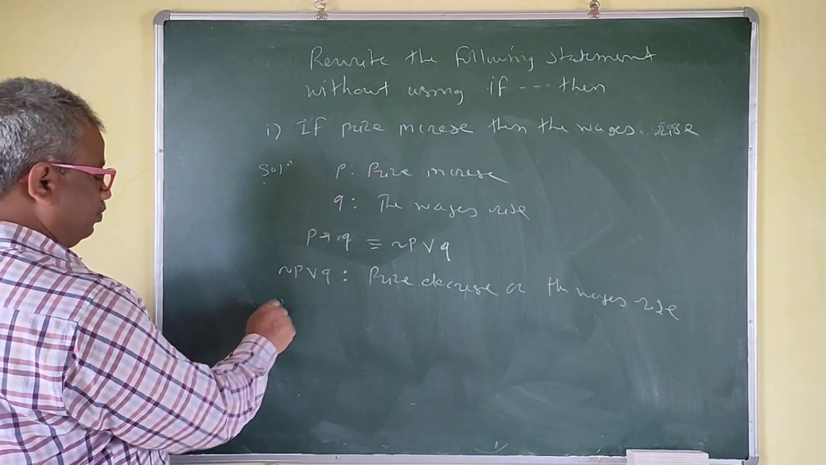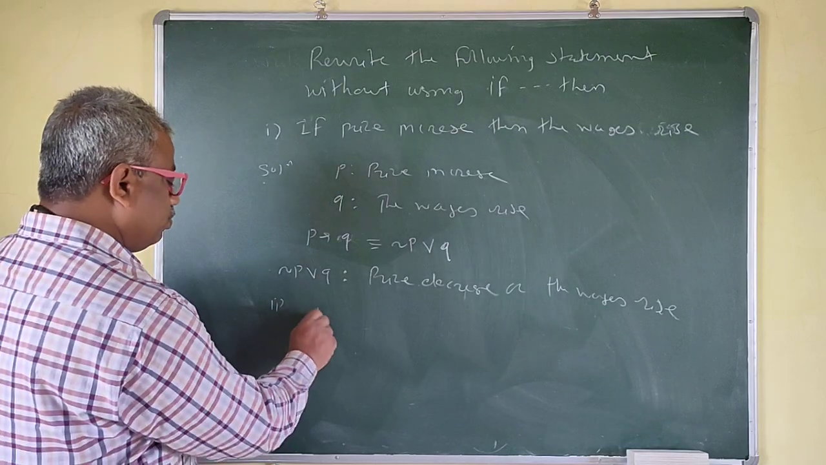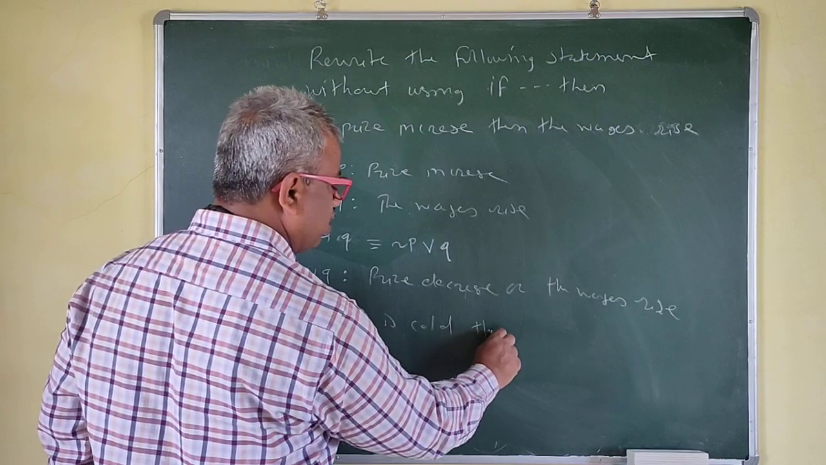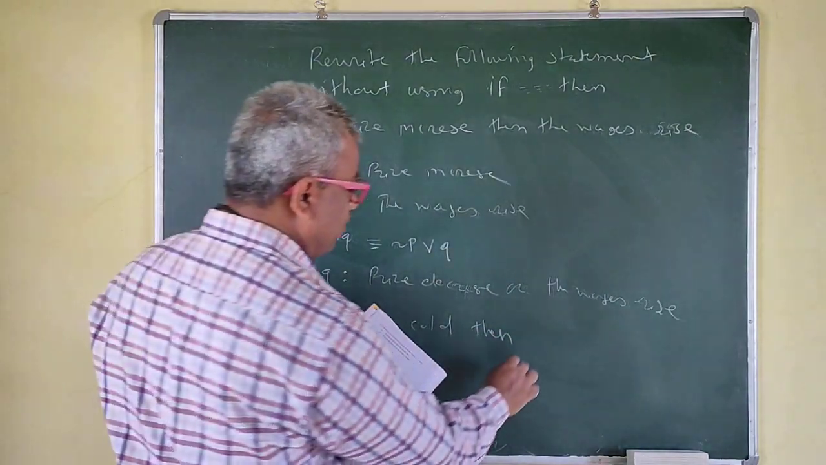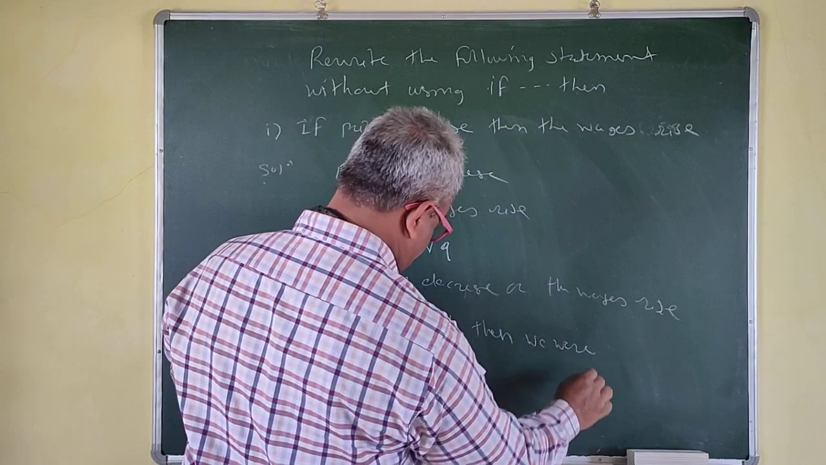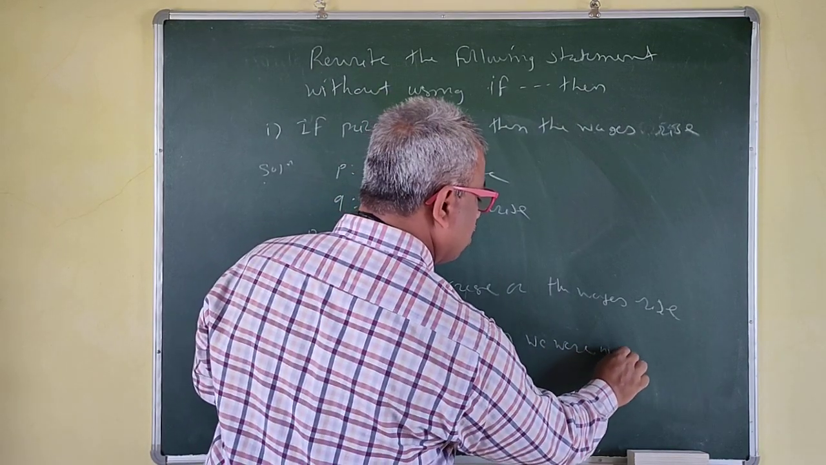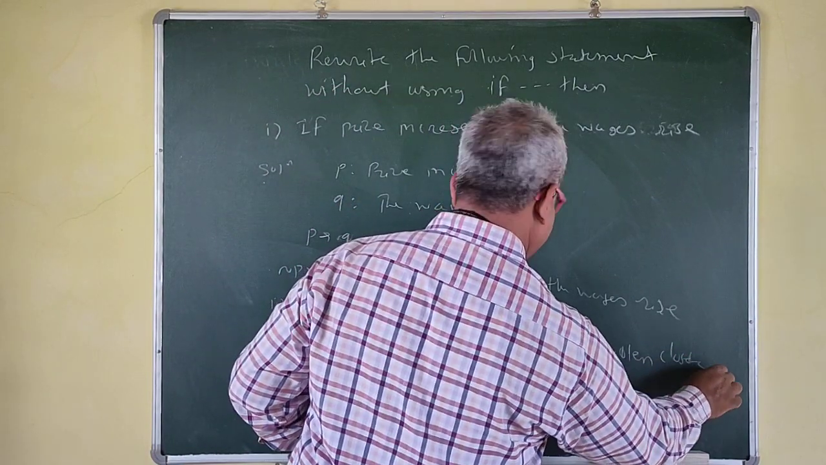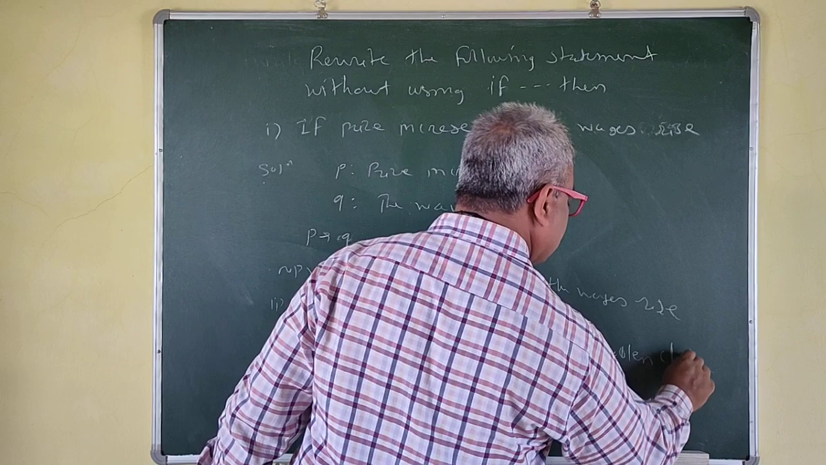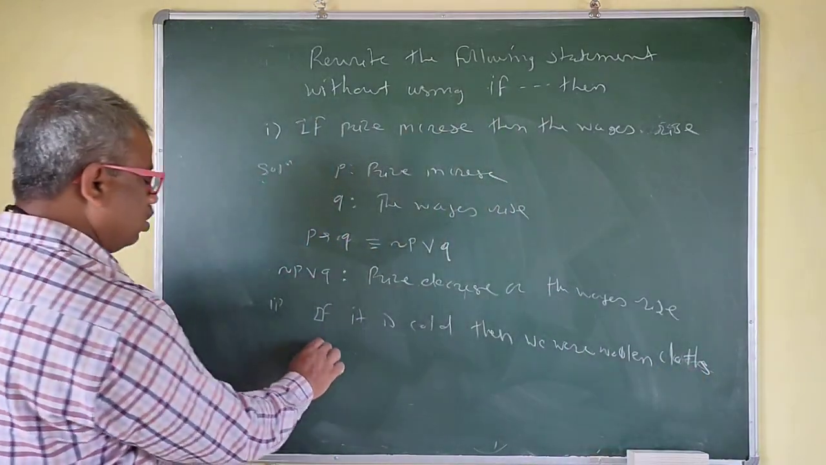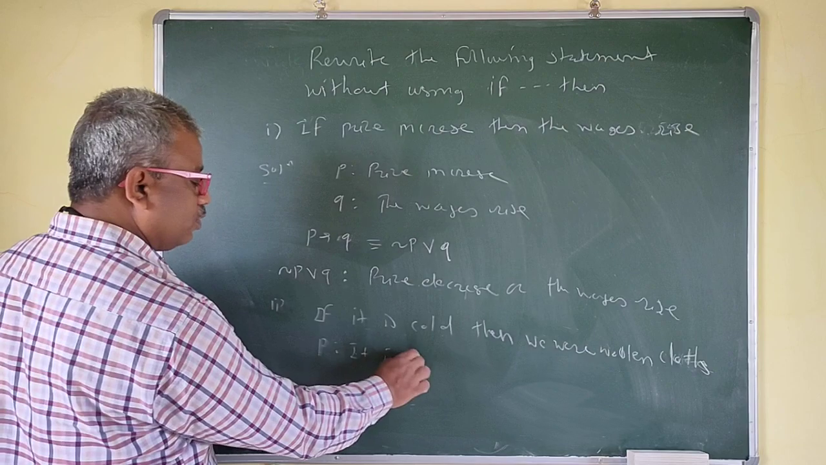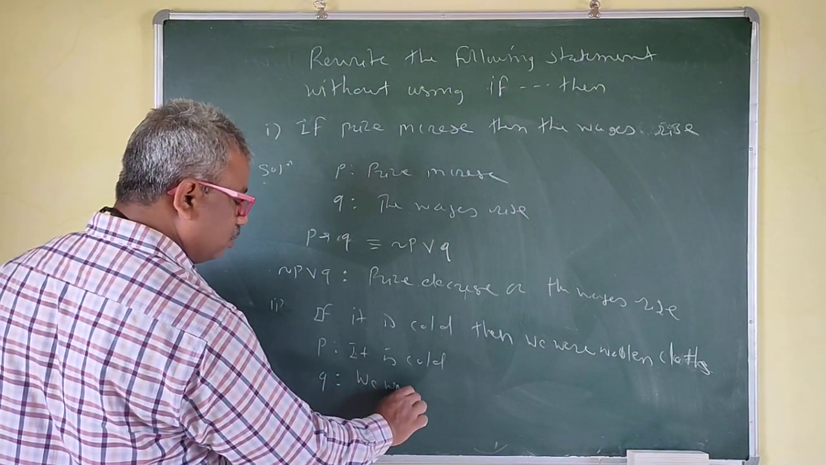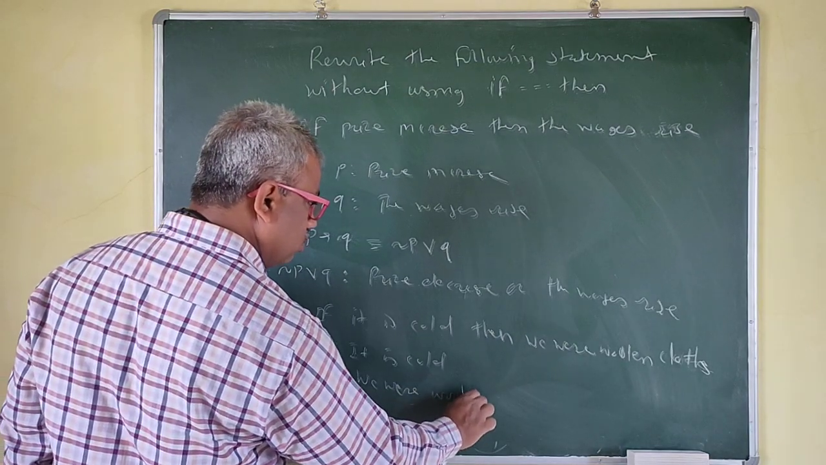Next, second: if it is cold, then we wear woolen clothes. Okay, so here P is what? It is cold. Your Q is what? We wear woolen clothes.